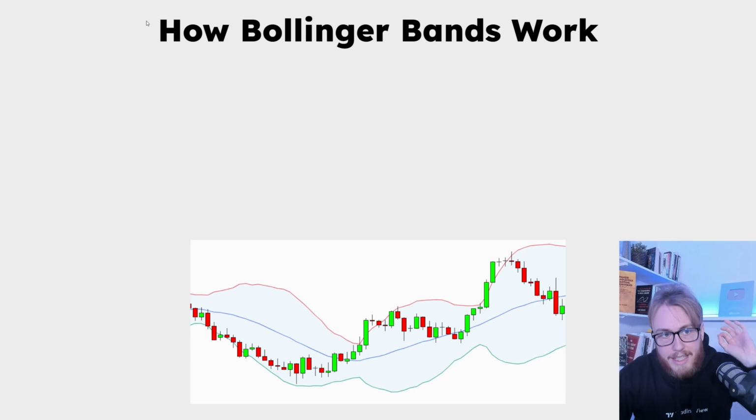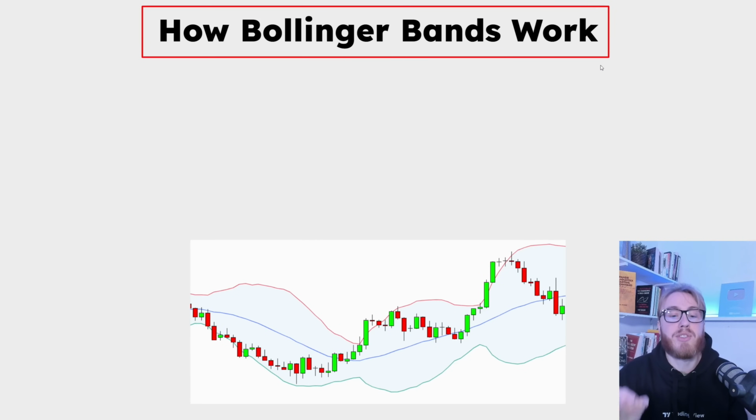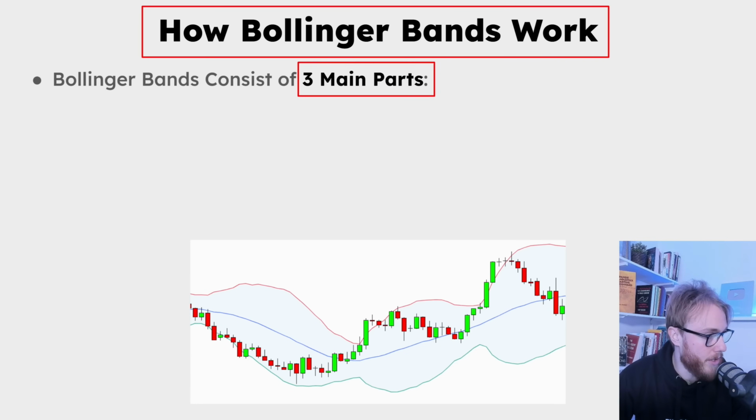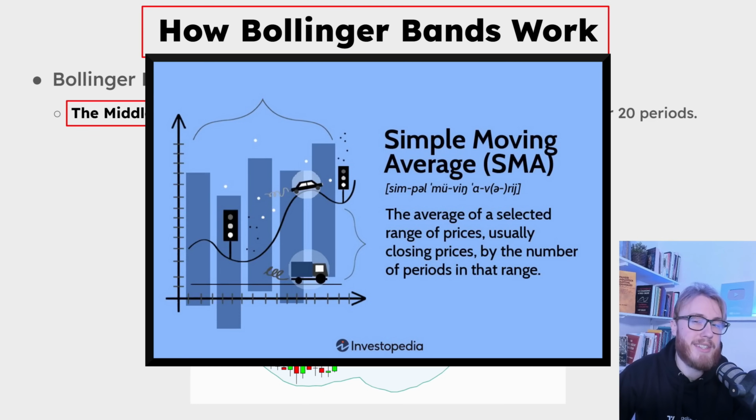But alright, so if you want to use Bollinger Bands, you of course need to know how Bollinger Bands work. So now I will tell you guys all the things you need to know about Bollinger Bands before you can start using them. And I will try to do this in a simple as possible manner. So first of all, what we need to know is that the Bollinger Band consists of three main parts. The first part is called the middle band. And the middle band is very simple. It's a simple moving average, or in other words, SMA.